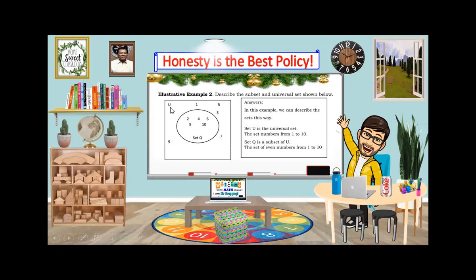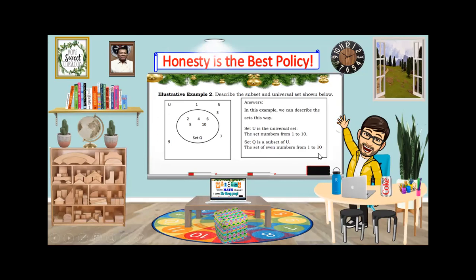This is our U. Everything inside this box, all the numbers, are part of the universal set, meaning as a whole. That's why it's universal, right? Those are numbers from 1 to 10. So, universal set yun. Then, set Q is a subset of U. Pag sinabing subset of universal, ibig sabihin, part siya ng universal.